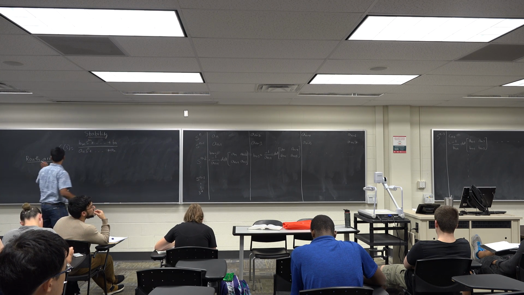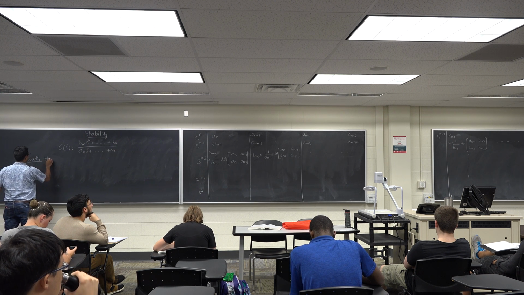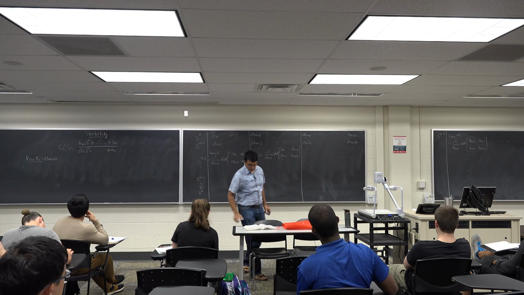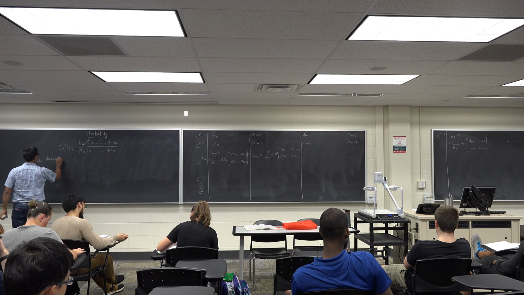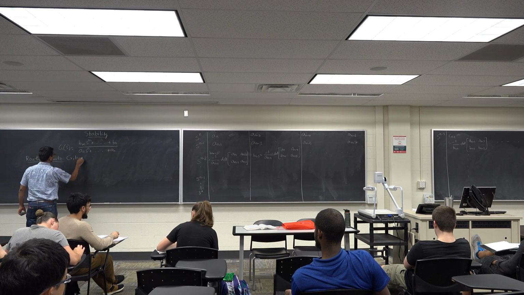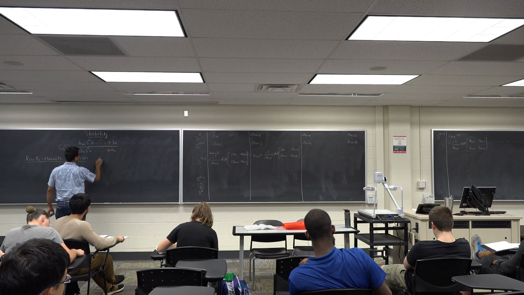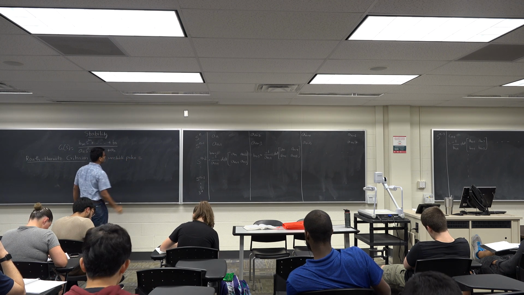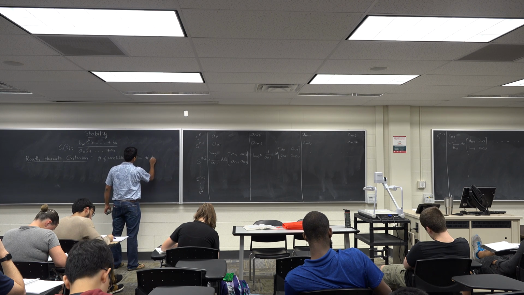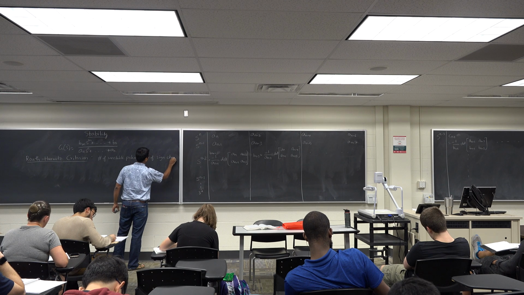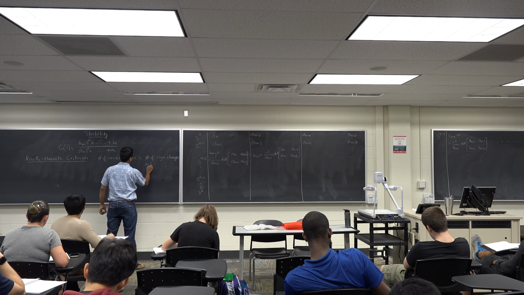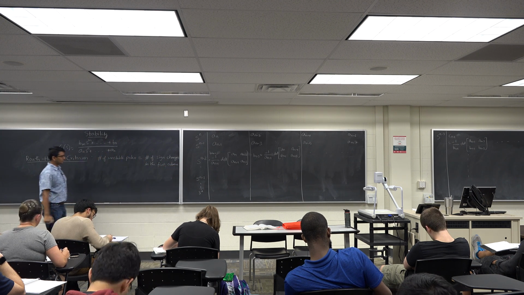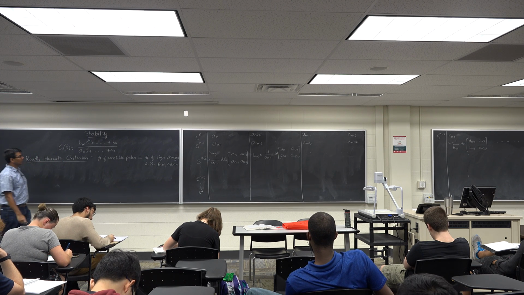Now Routh's result, known as the Routh-Hurwitz criterion, says the number of unstable poles is equal to the number of sign changes in the first column of the Routh array.